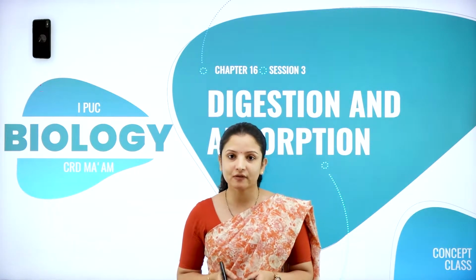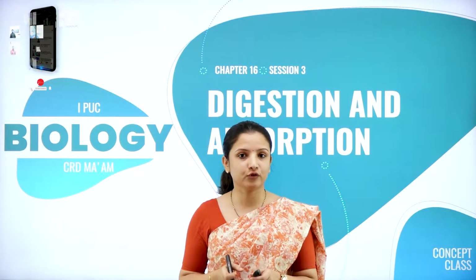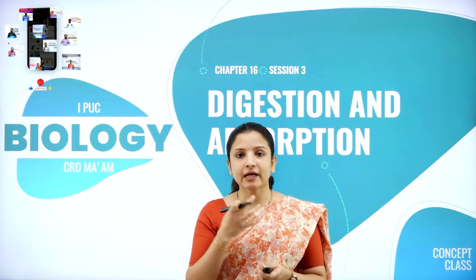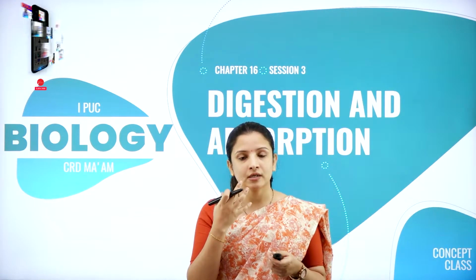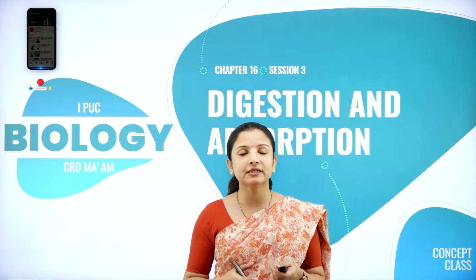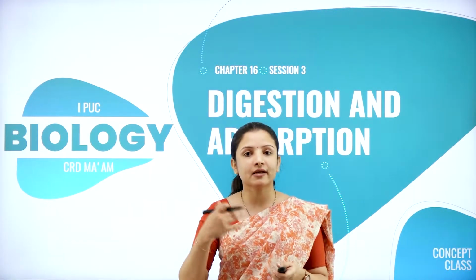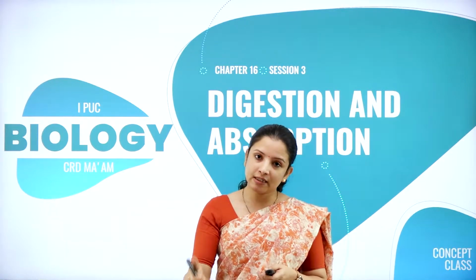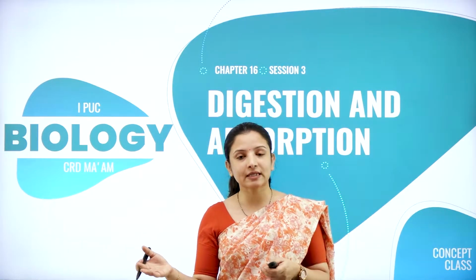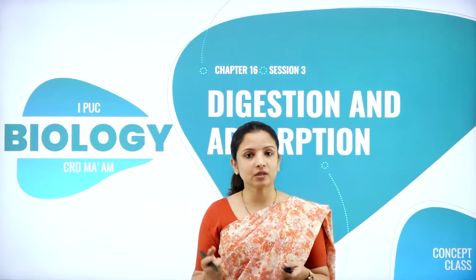So in the previous session of this chapter, we had discussed how the digestion of the food occurs, starting right from the mouth to the small intestine, because the digestion completely gets over in the small intestine. Then the undigested food enters into the large intestine and gets excreted out through the rectum and then through the anus. So this is how it occurs.